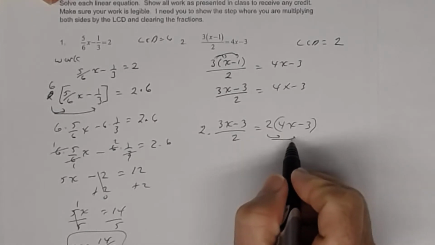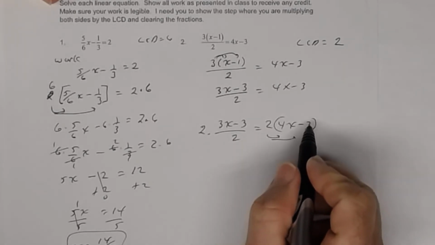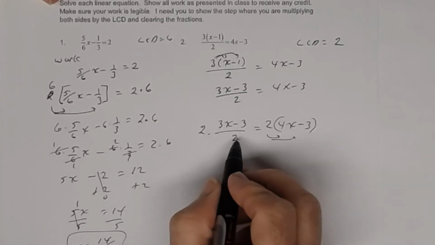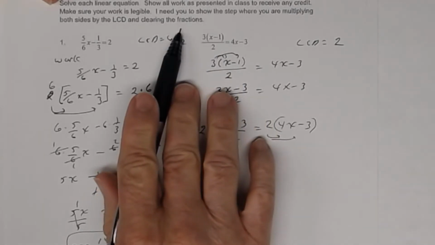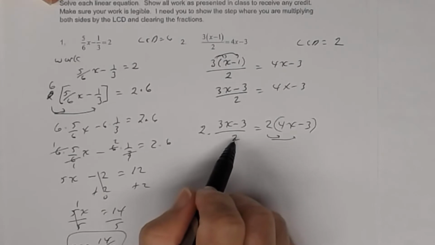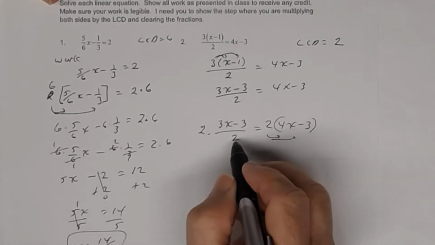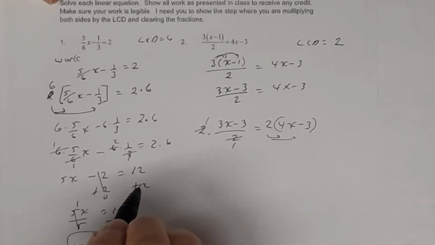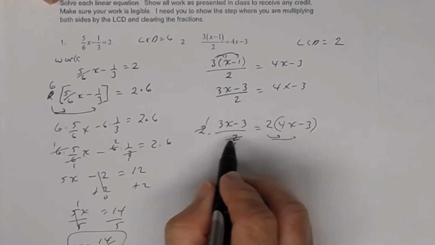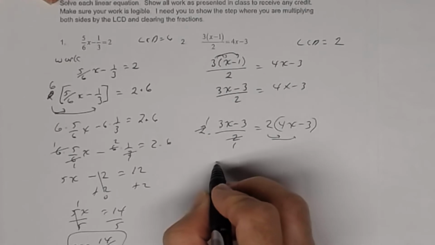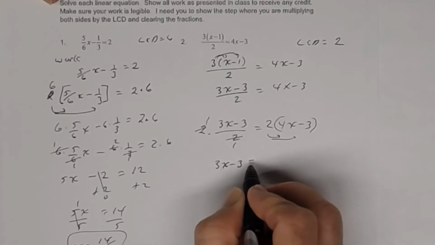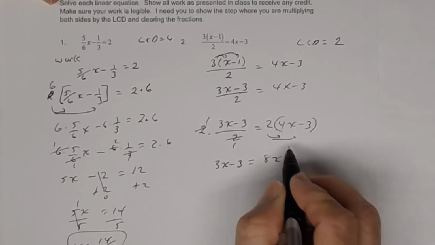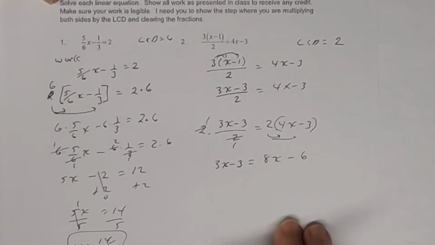Now you can distribute, that becomes 8x minus 6. 2 times 3 is 6. All right, so reducing, remember the whole point of multiplying by the LCD is to clear the fractions, meaning you want those factors to be 1. 2 is divisible by 2. And so now you have 1 times 3x minus 3 is 3x minus 3 equal 2 times 4x is 8x minus 2 times 3 is 6.